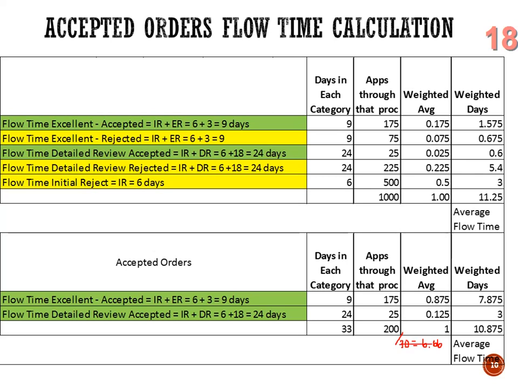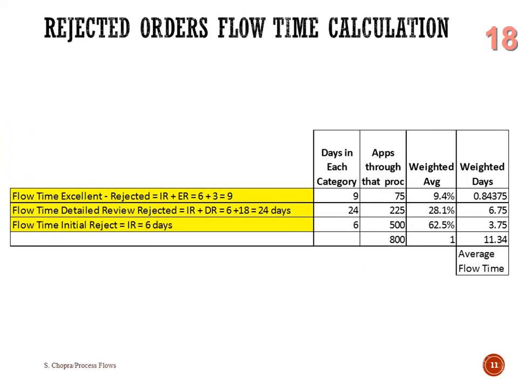I'm going to pause on that because we should be able to do the math. I'll come back to that on Tuesday. There's a reason that we can't, and I'll come back to that. Okay? And so, again, we can keep working through and doing these weighted averages, right? And come up with, okay, what's our average flow time for rejected orders? Well, we have 3 categories of rejected orders. We have those that go into the excellent, right, and they get rejected. We have those that go into the detailed review, and they get rejected. And we have those that are rejected immediately.